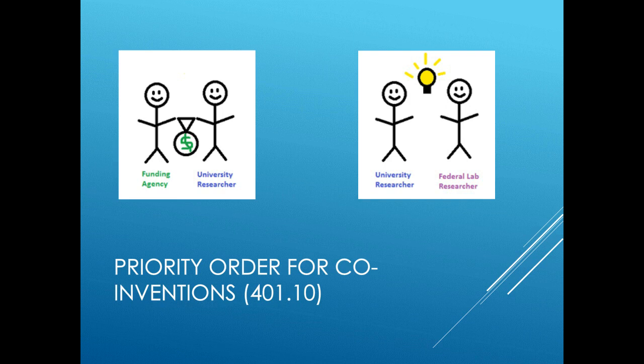However, sometimes reality is not always so clean and simple, and sometimes we have the scenario on the right-hand side instead. A funding agency provides a contract or a grant to our university researcher, but now he or she needs some help from a different federal lab in order to carry out the work. So for example, maybe NIH gives a grant to our university researcher, and he comes to work at NIST, at one of our user facilities, and collaborates with one of our, say, nanotechnology experts. And that NIST employee and the university employee jointly create an invention.